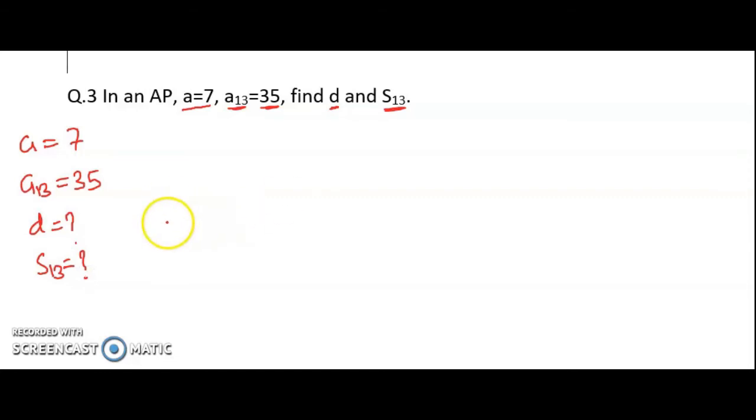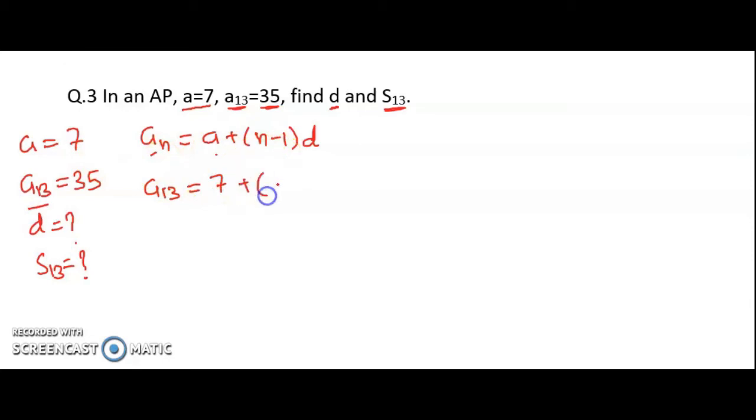So first of all, if you observe here, a13 is given, and we know the formula of an equal to a plus n minus 1 d. We have seen this formula in lecture number 2 of arithmetic progression. So here in this formula, an is given, that is a13. Here in place of n we will put 13. a is given 7, n is 13 minus 1 and d. So here a13, that is 35, will be equal to 7 plus 13 minus 1, that will be 12d.